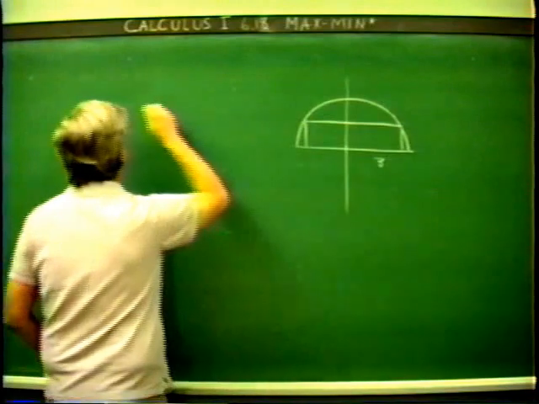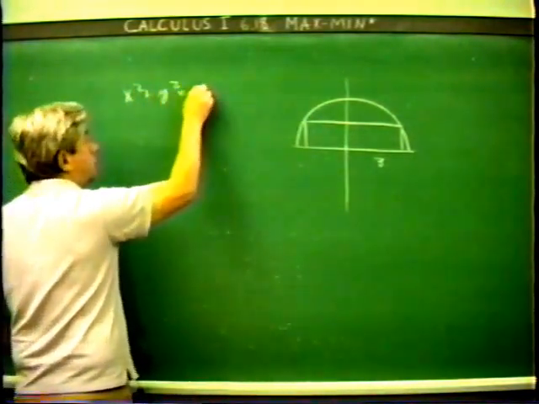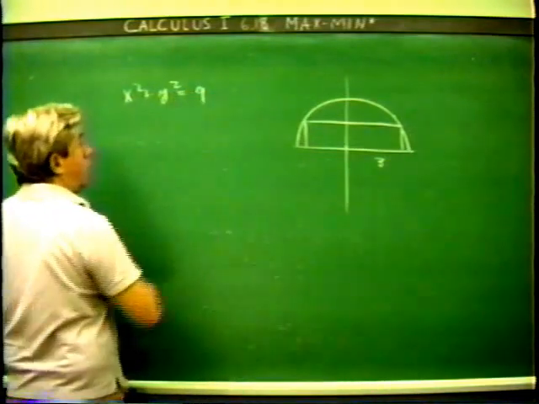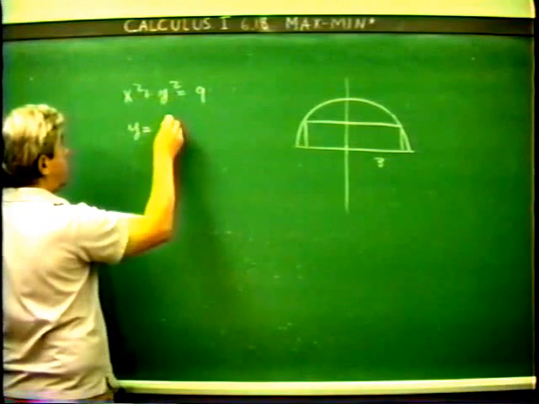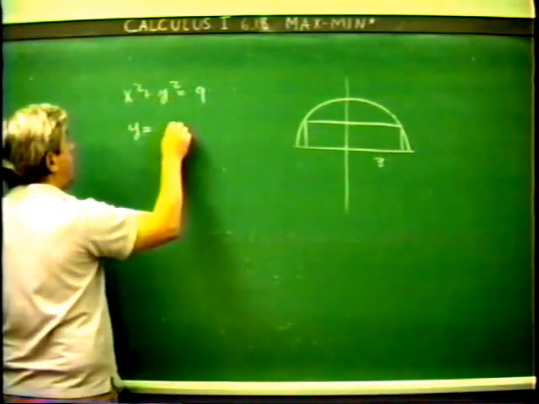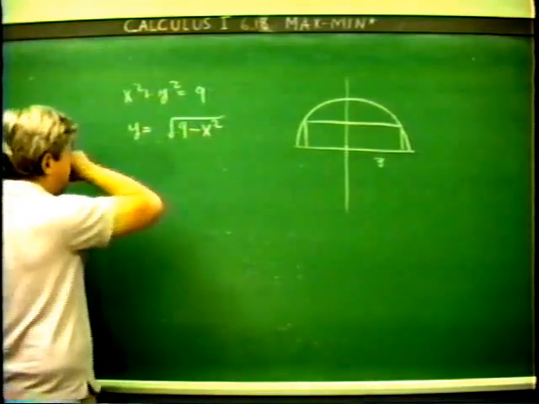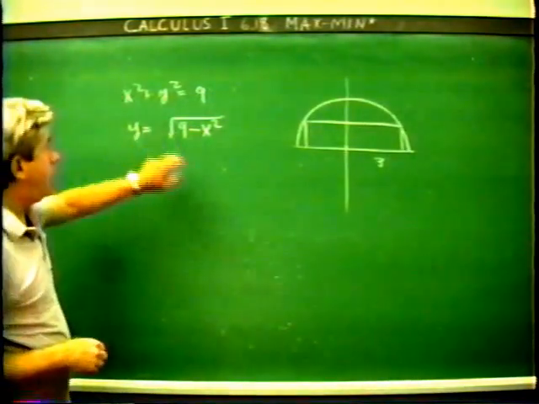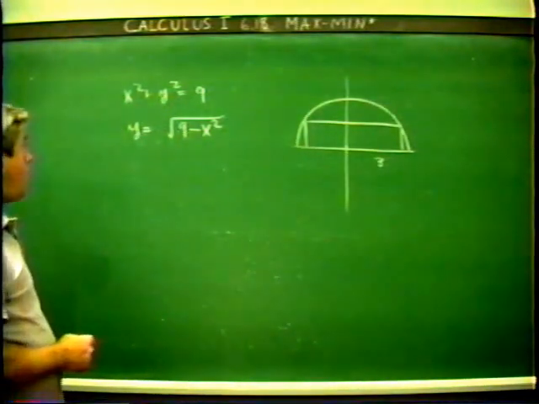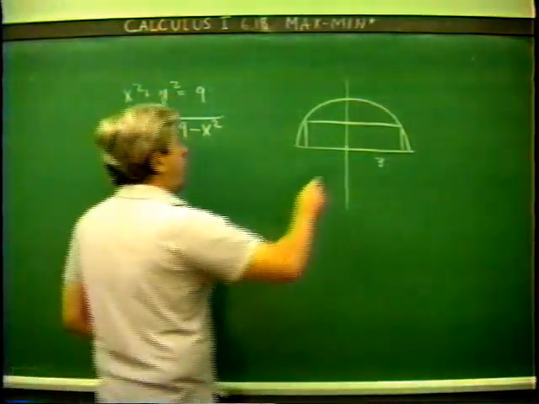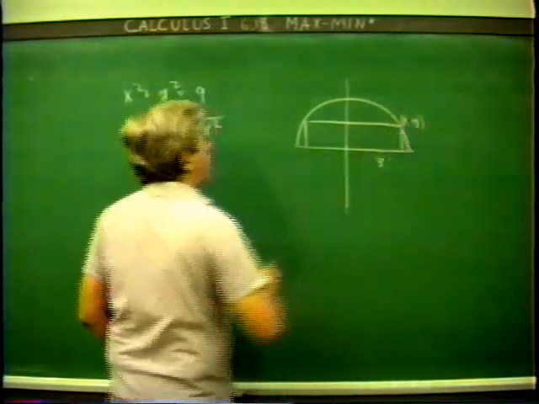Again here, it's frequently a good idea to set up some sort of a coordinate system. What have we got? The equation of the circle is x squared plus y squared is equal to 9. And so the semicircle is going to have for its equation y is equal to the square root of 9 minus x squared. That's going to be the positive square root. The negative square root would be the bottom part of the circle.